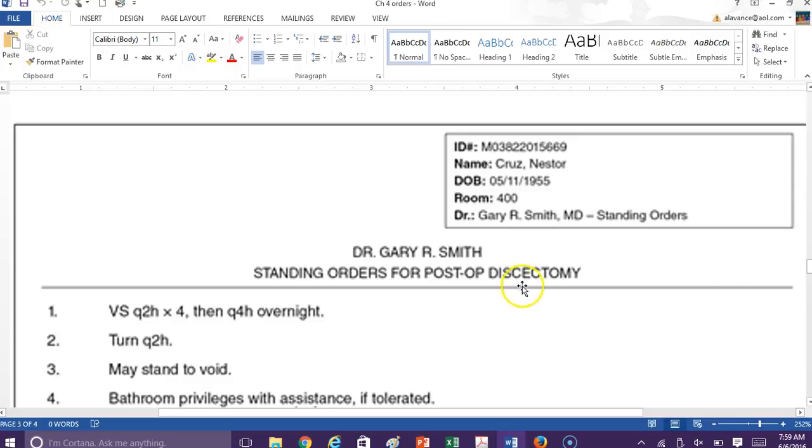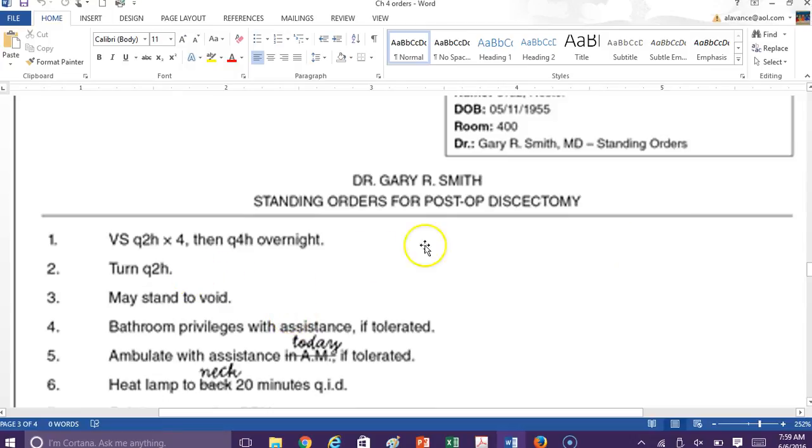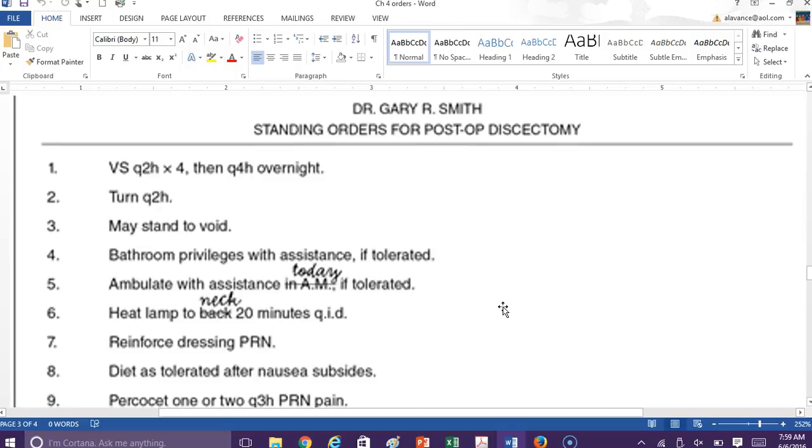So this person had surgery, and they're going to have their vital signs taken every 2 hours. They're going to be turned every 2 hours to help avoid bed sores. If they need to get up to go to the bathroom, that's okay. Bathroom privileges if they're assisted so that they don't fall. Ambulate means to move with assistance if the patient's able to.